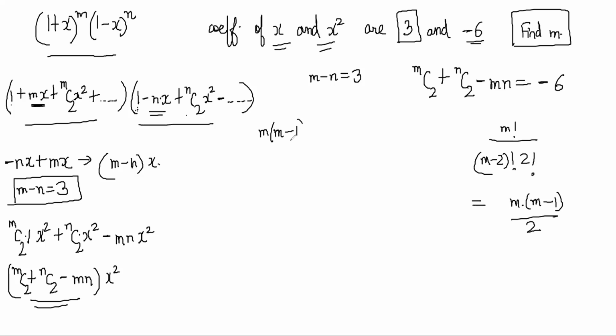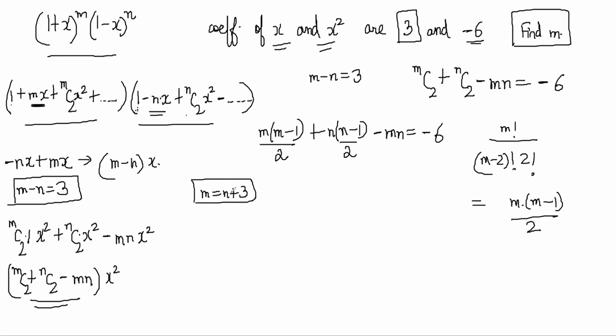m into (m minus 1) by 2 plus n into (n minus 1) by 2 minus mn is equal to minus 6, right? And then just substitute. So now what you can do is you can just put m is equal to n plus 3. You can put m is equal to n plus 3 in this equation, right? Correct.